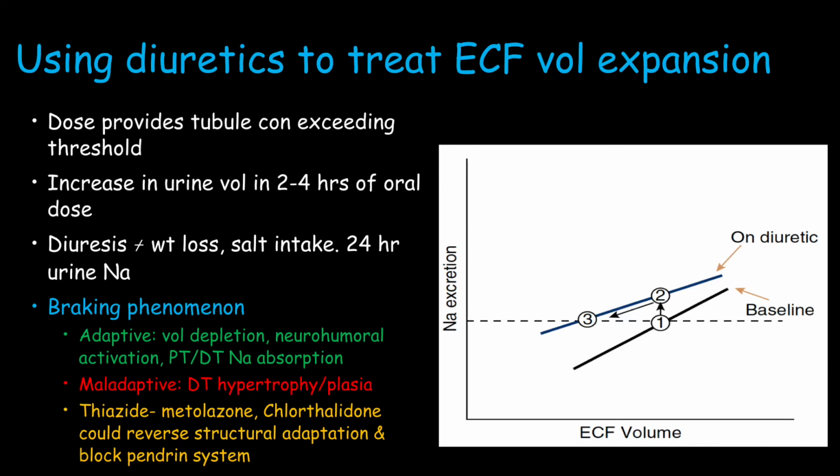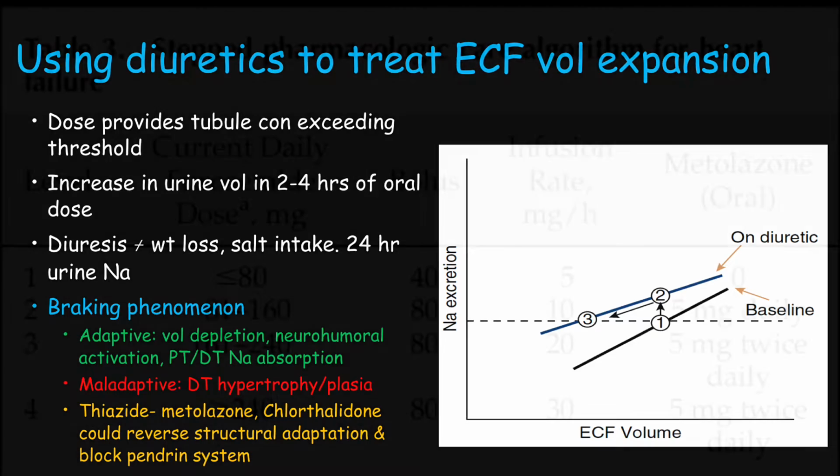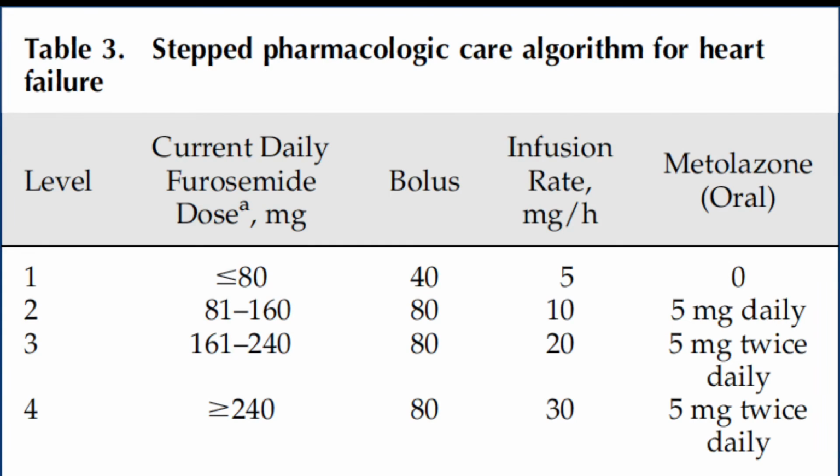To overcome this problem, one should try to add thiazide diuretics, especially metolazone or chlorthalidone, which are long acting, and in animal models they have been shown to reverse structural adaptation and to inhibit the pendrin system.